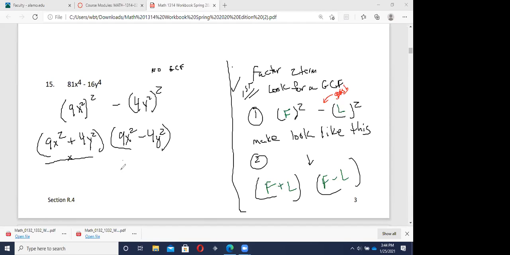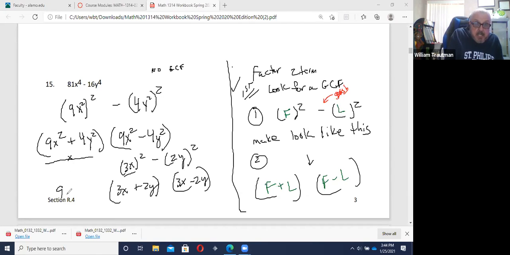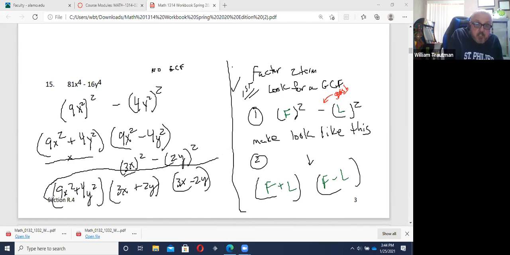But there's a subtraction here. And do you see how you can square with a minus sign between it? And 9 is a perfect square, 3x. 4 is a perfect square, 2y. So this factors, the 3x goes into each spot. You have to keep on going. The 2y goes into each spot. 1 plus, 1 minus. And don't forget, this 9x squared plus 4y squared is also part of our answer. And this would be what you would type into the homework.